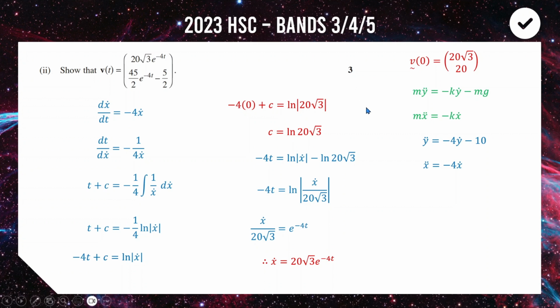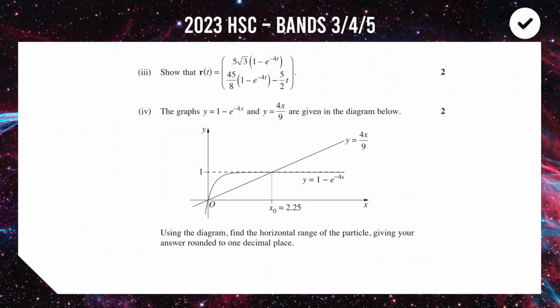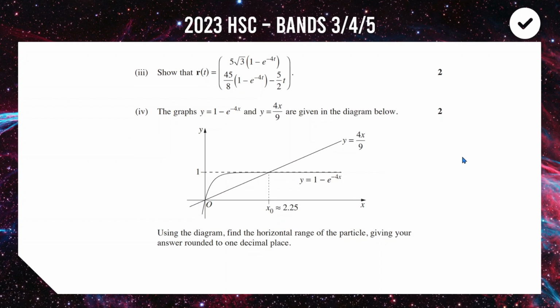Okay, let's move on to the next part, which is to find the x and y position vector. So the x and y position vector looks like this, and we're going to try and obtain these two equations for 1 mark each, giving us 2 marks in total, and then to finish off with part 4, which looks scary, but it's actually very, very friendly.